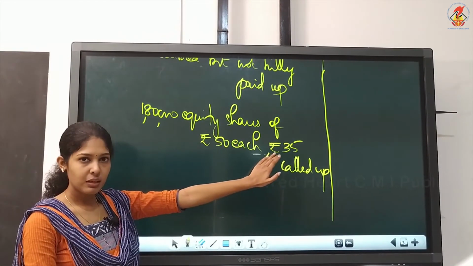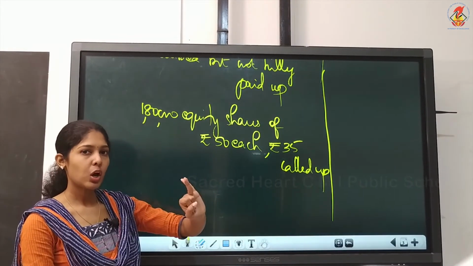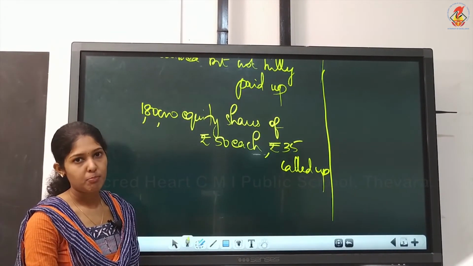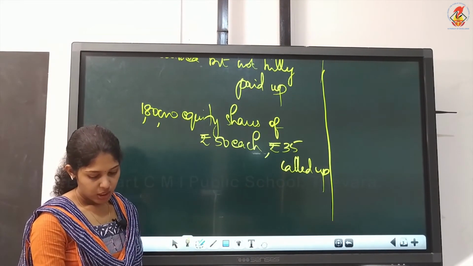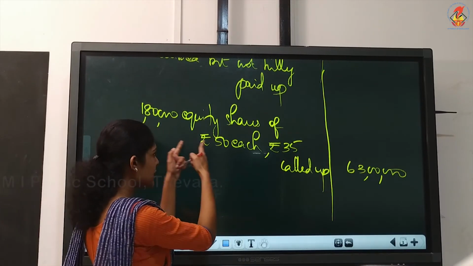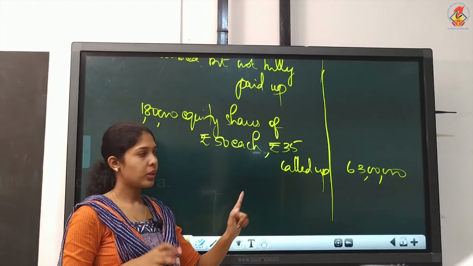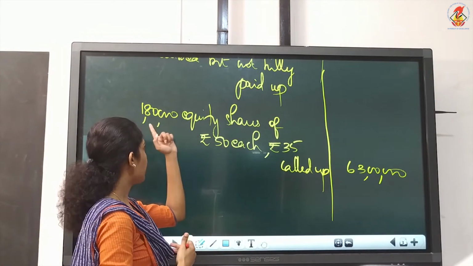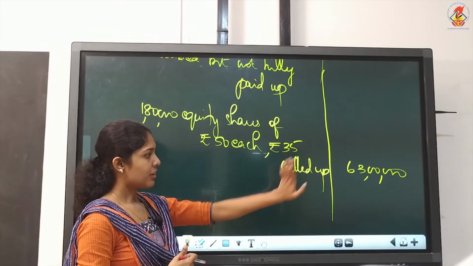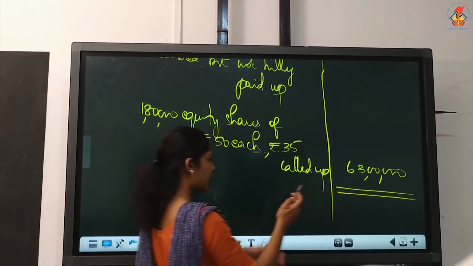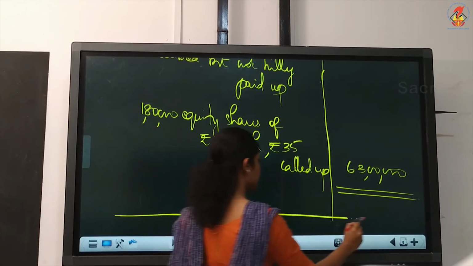How did we get this 35? Application and allotment the company called. It is 15 plus 20. So 35 called up by the company. So it is 63 lakhs, the amount. How are we getting that? It is 1,80,000 into, can we do 50? No, the company called only 35. So the company got only 35. So 1,80,000 into 35, it is 63 lakhs. You can double line this. And the 63 lakhs now you can take to the balance sheet.